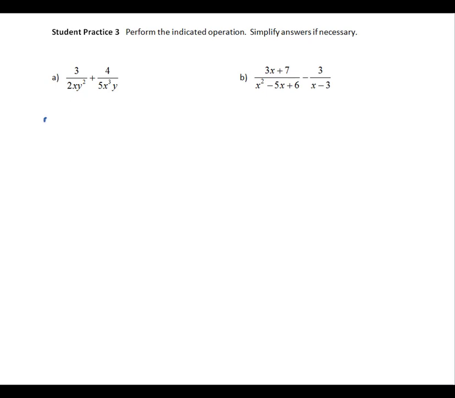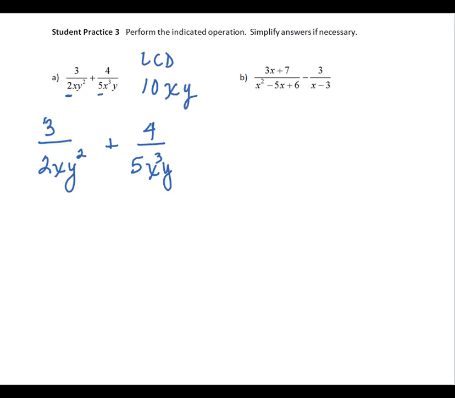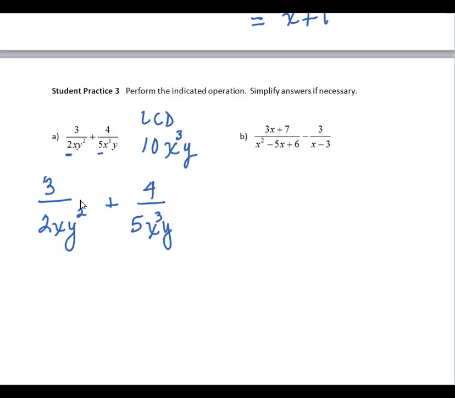All right, in this problem, let's first rewrite the problem to give ourselves a little room to work with here. Leave a little space. So we're going to be multiplying by the missing factor. I'll list the LCD up here. Basically, I want to start by finding the LCD of 2 and 5, which is 10. And I know I have a factor of x, and I know I have a factor of y. The highest power of x is 3. The highest power of y is 2. So that's my LCD. Now my job is going to be to build each of these fractions so that it has the LCD.